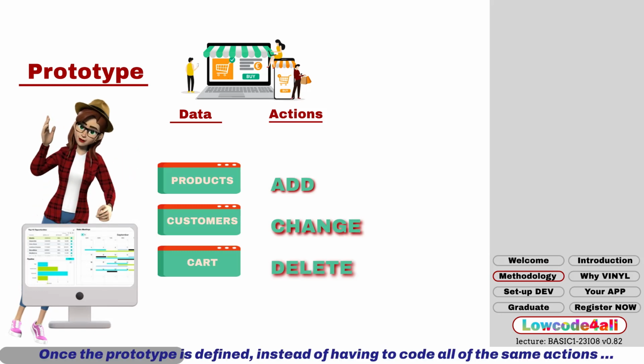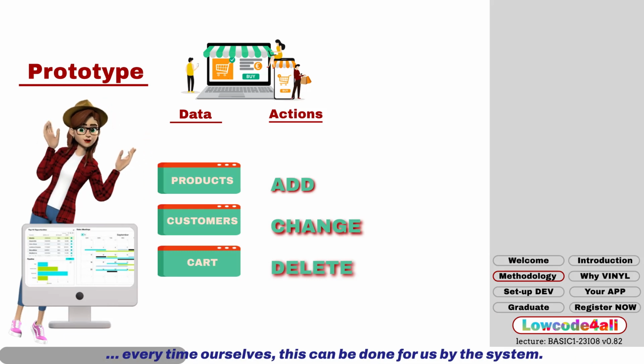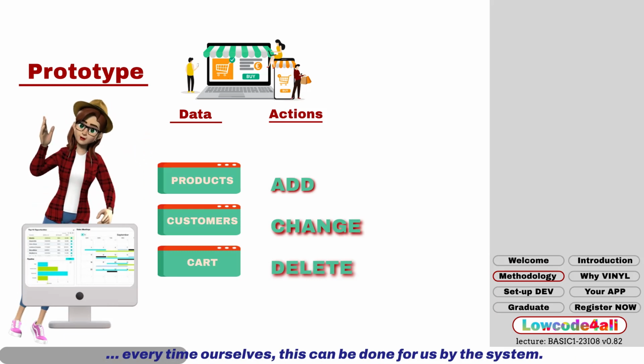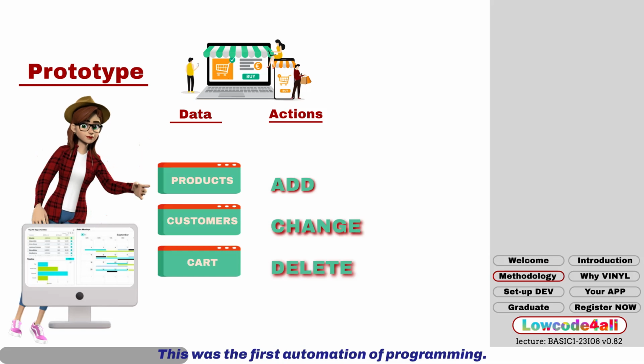Once the prototype is defined, instead of having to code all of the same actions every time ourselves, this can be done for us by the system. This was the first automation of programming.